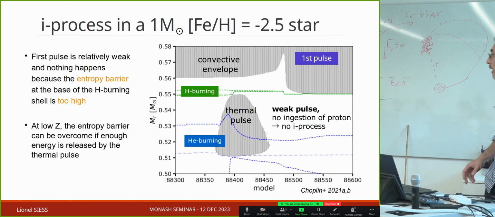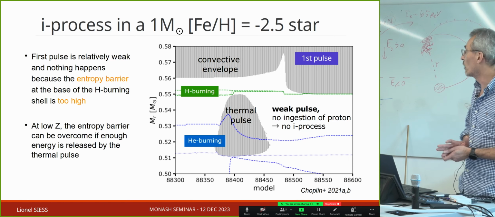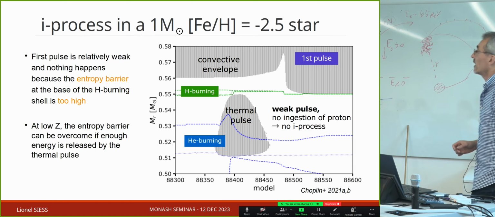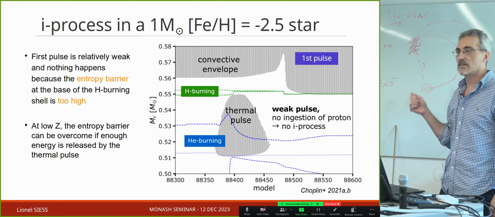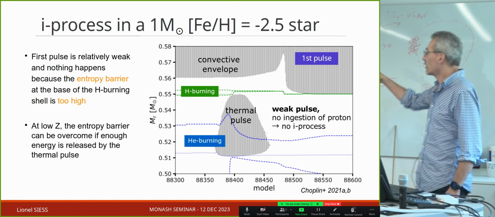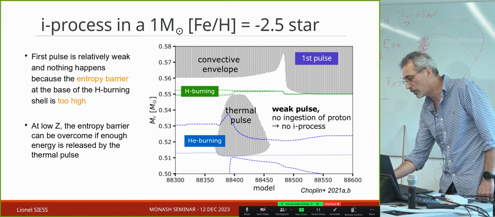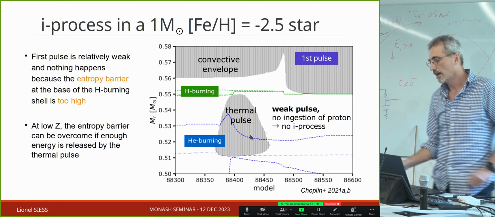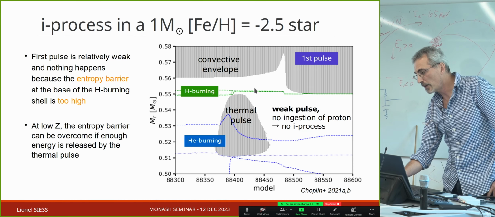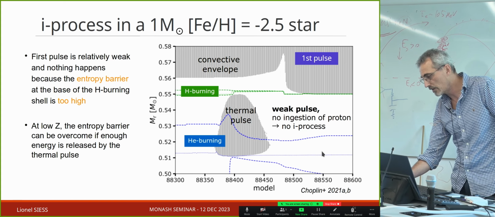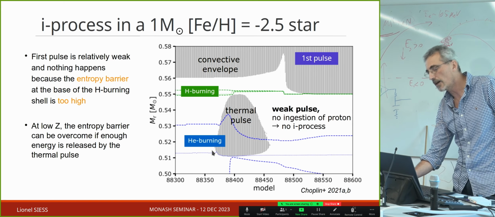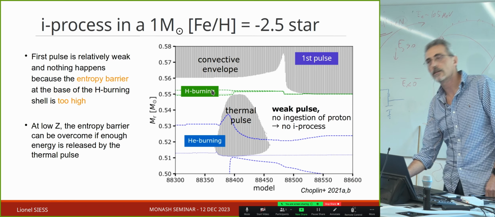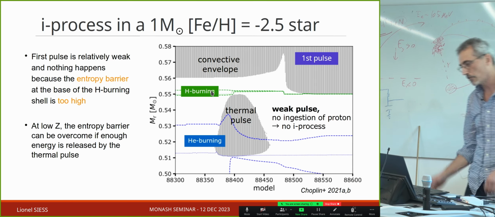Okay, so I will show you how it happens in a representative case. It's a 1 solar mass star with a metallicity [Fe/H] of -2.5. So it's a low metallicity, and the fact that the metallicity is low is important because in the first pulse, this is the first pulse, it's a function of model number, not time. And this is the mass coordinate, and the shaded regions represent the convective zones in the star. The green here is the hydrogen burning shell, and the blue delineates where helium is being burnt. The dotted line is where the nuclear energy production due to helium burning is maximum. The dotted green line is where nuclear energy production due to hydrogen burning is maximum.